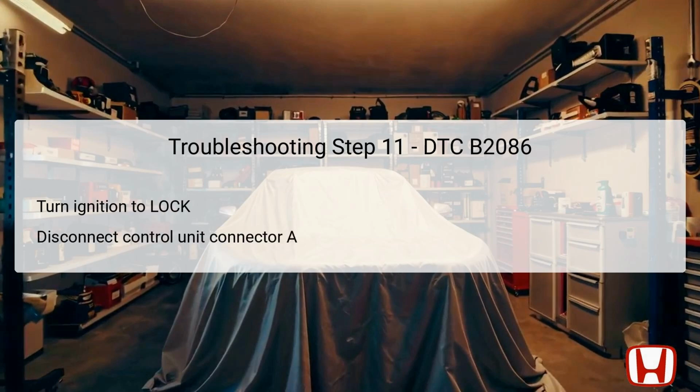Step 11 requires turning the ignition switch back to the lock position again, followed by disconnecting the right power sliding door control unit connector A. This action separates the control unit from the system for standalone testing. Ensuring that the ignition is in the lock position protects against electrical shorts during this step.